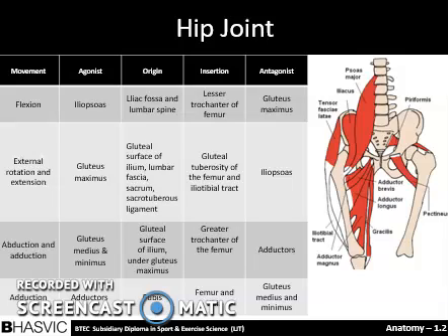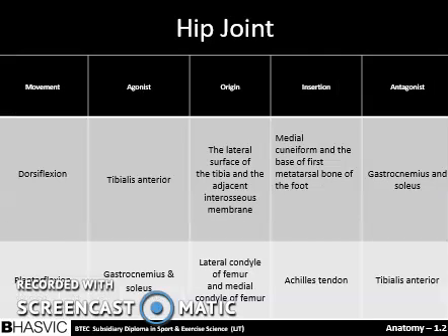The adductor's main movement is adduction. Its origin is the pubis, and its insertion is the femur and tibia. And the antagonist is the gluteus medius and minimus. This is the hip joint continued.